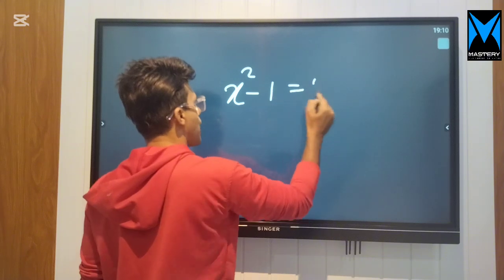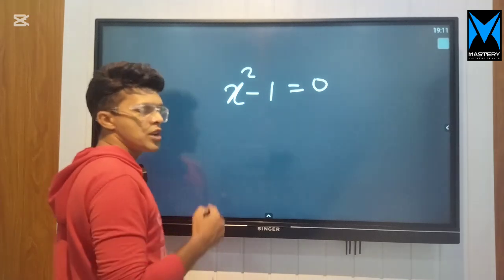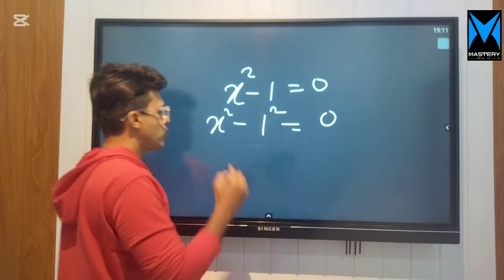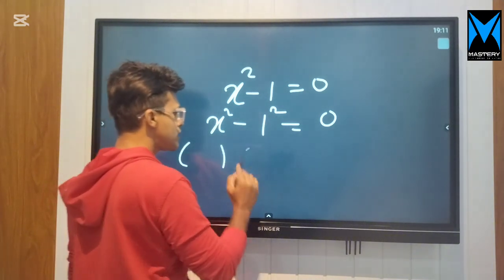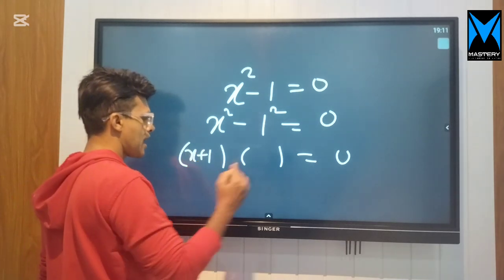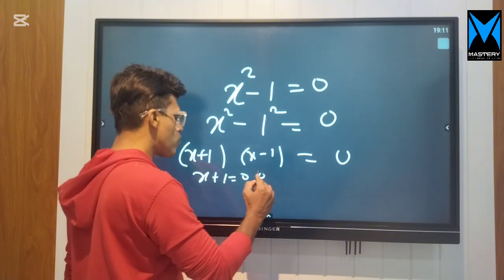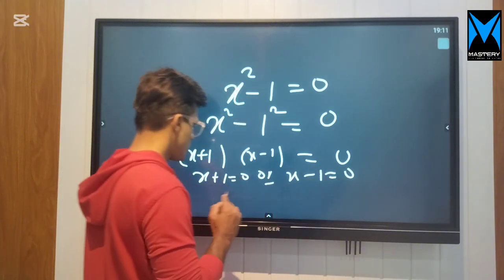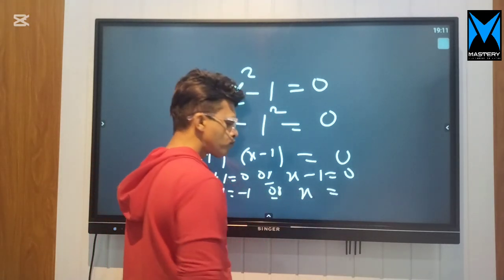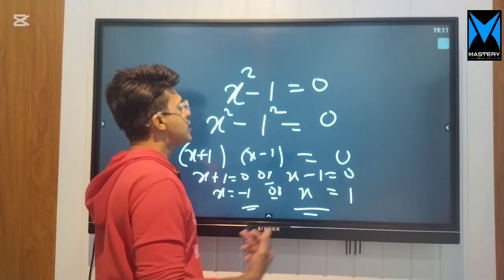Solve this one: x squared minus 1 equals 0. How can you solve this one? You could pause the video and do this sum. 1 equals 1 squared, so x squared minus 1 squared equals 0. This is a difference of two squares. Therefore, this can be expressed as (x plus 1) into (x minus 1) equals 0. So x plus 1 equals 0, or x minus 1 equals 0. Then this plus 1 becomes minus 1, and this minus 1 becomes plus 1. These are the answers, the roots of this quadratic equation.